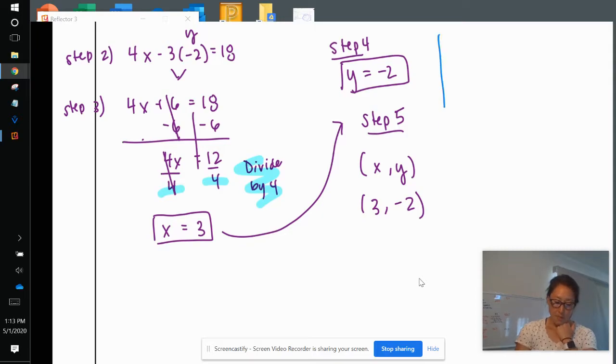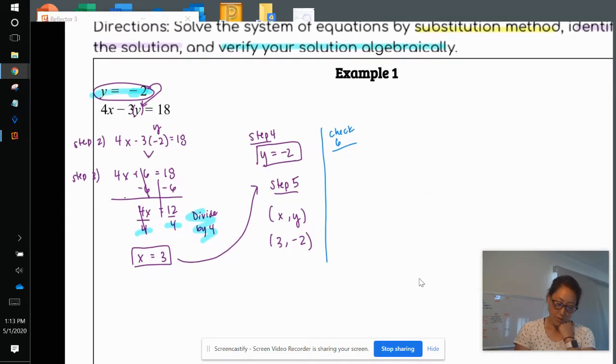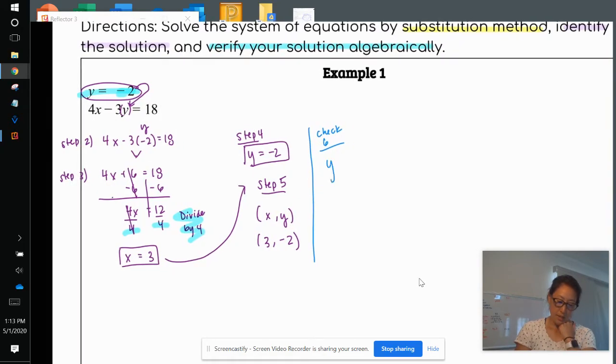Step 5 is your check. Step number 6 is to check. And I have two equations. y is equal to -2. And 4x minus 3y is equal to 18. And the solution we're checking is 3 comma -2.